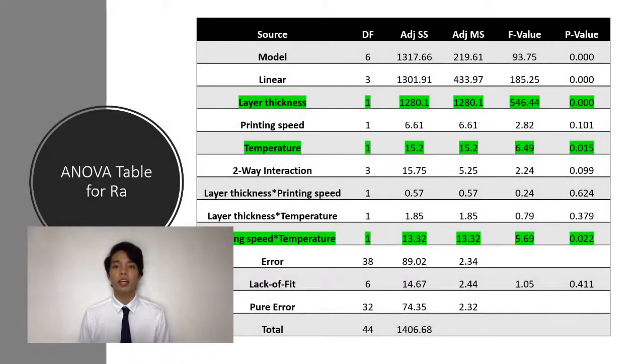By looking into the ANOVA table for arithmetic average height, we can see a highlighted row. It means that the specific parameters were significant to the surface roughness of the specimen. These parameters were considered significant because they were able to reach the confidence level of 95%, or a p-value of less than 0.05. For arithmetic average height, the parameters considered significant were the layer thickness, temperature, and the two-way interaction of printing speed and temperature.